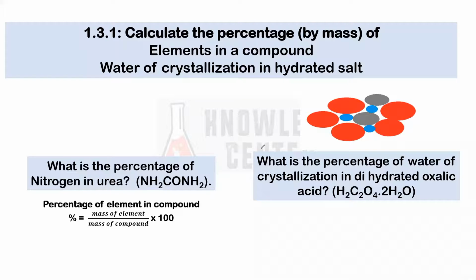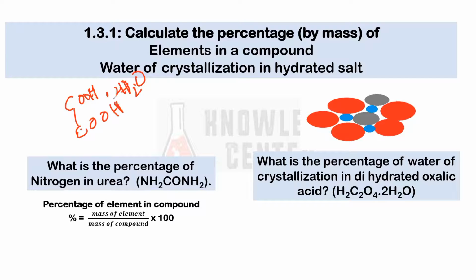So here is the formula of oxalic acid. In oxalic acid, what we have is COOH connected with COOH, and there are two H2O. These are known as water of crystallization. That means this oxalic acid is hydrated.